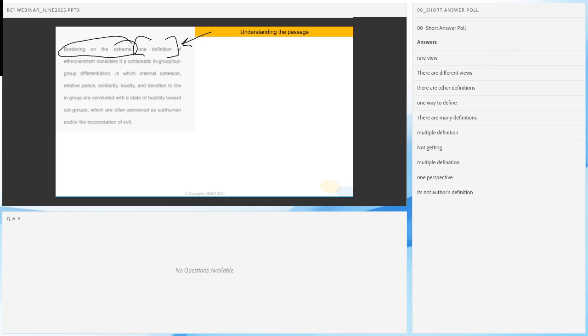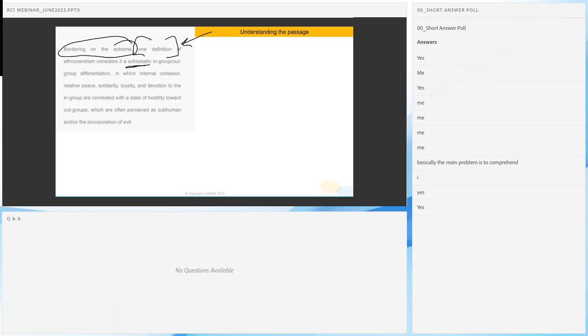One definition of EC considers it a schismatic in-group, out-group differentiation. So how many of you, when you read the word schismatic, were confused? What the hell does this word mean? I'm reading it for the first time in my life. Okay. All right. Really, really good.